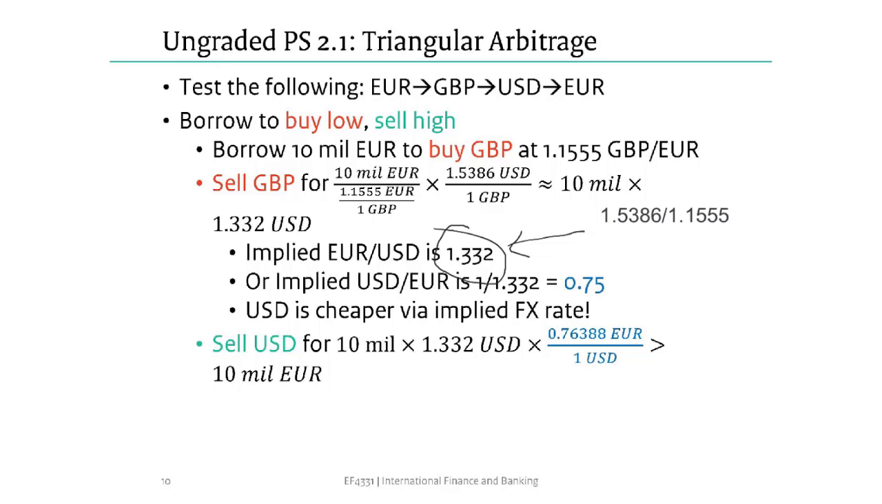All right, so borrow low, sell high. That's basically what we're doing. So what are we going to do? We're going to borrow 10 million euros, and the first thing to do, based on the quotes, is to buy British pounds. It's one of the base currencies, so it doesn't matter here whether we're buying or selling because there's only one set of quotes. In any case, we're starting from euros, going into British pounds, so this is the relevant price, and 1 British pound is going to cost us 1.1555.